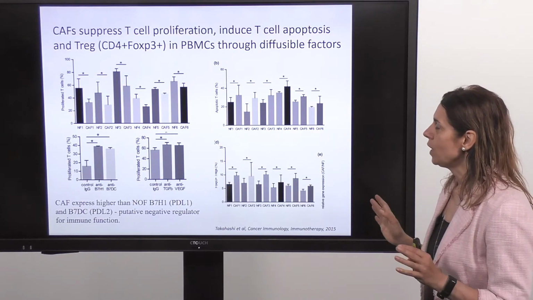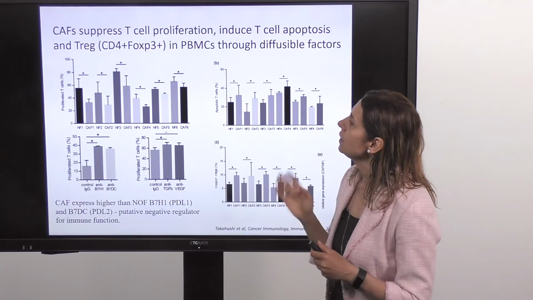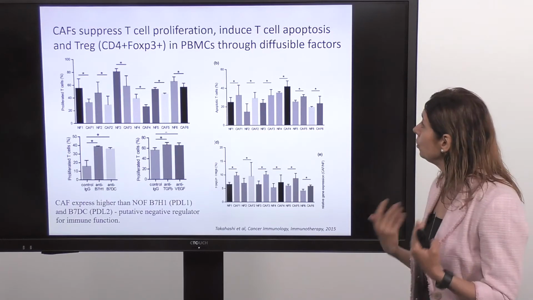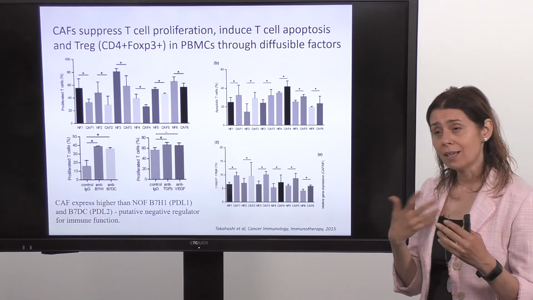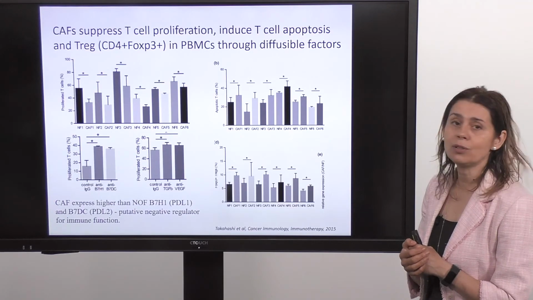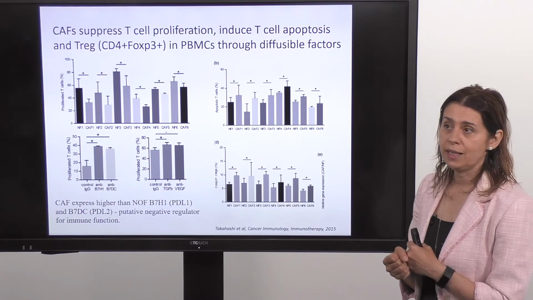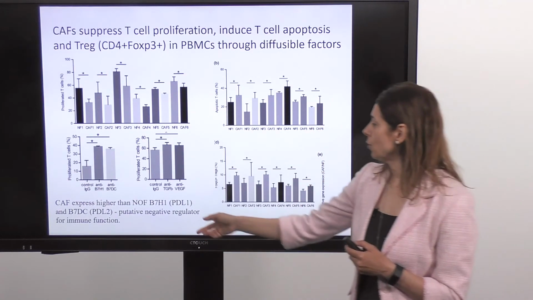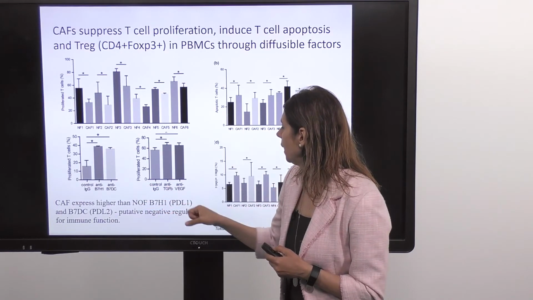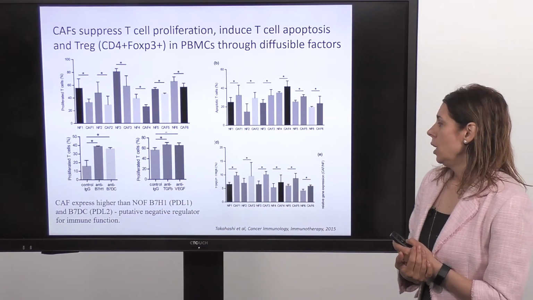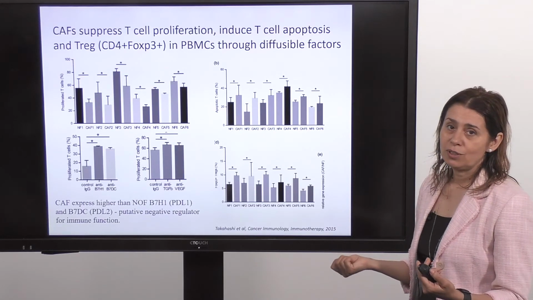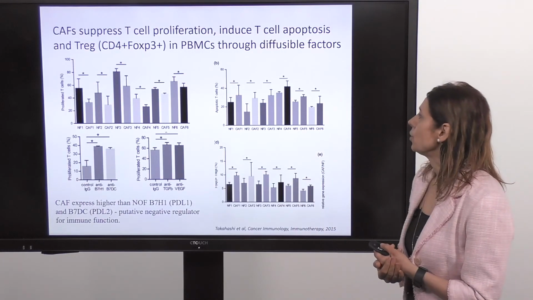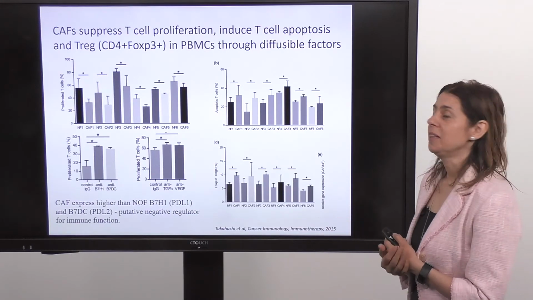I show you only one study that shows experimental evidence that the cancer-associated fibroblasts are able to suppress T cell proliferation, that they are able to induce T cell apoptosis and a phenotype of T regulatory or FOXP3 positive cells, which is pro-tumor. In addition, they show that the expression in cancer-associated fibroblasts of ligands for PD-1 and PD-2 are upregulated compared to normal fibroblasts, and this has putative negative effects for the immune function. And later on, I will show you why this is important.